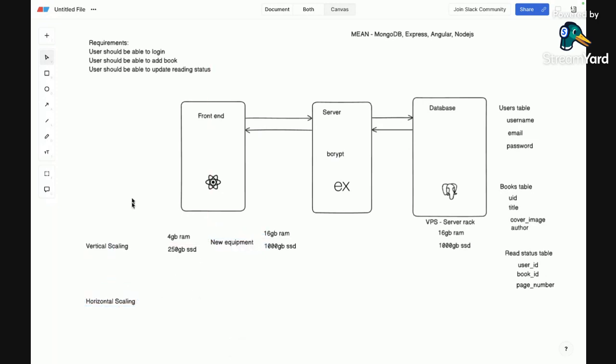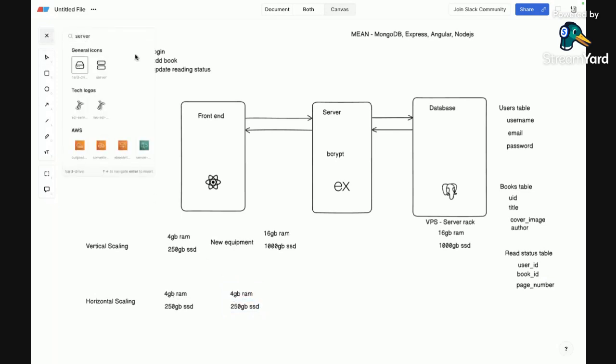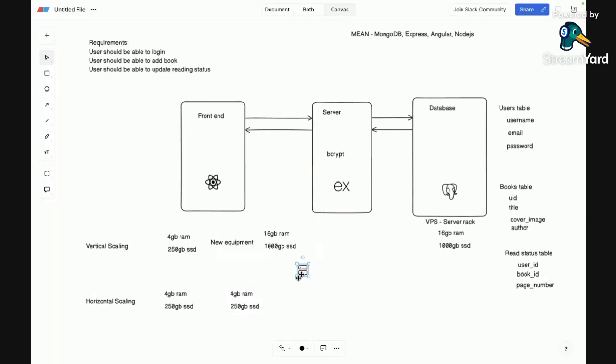In horizontal scaling, you have this 4 GB 250 SSD server rack with you. What you can now do is say, okay, I will buy another, the same 4 GB 250, one more. This will be much cheaper compared to going from 4 GB to 16 GB RAM. So you will buy a second server rack, and you can have a separate server. So this is horizontal scaling.